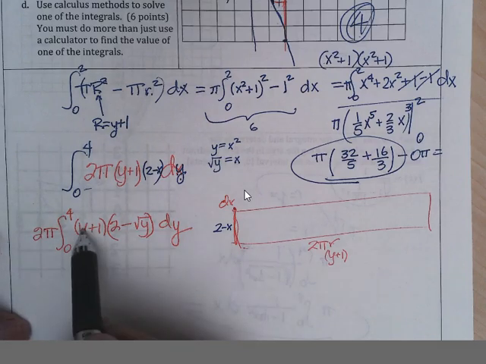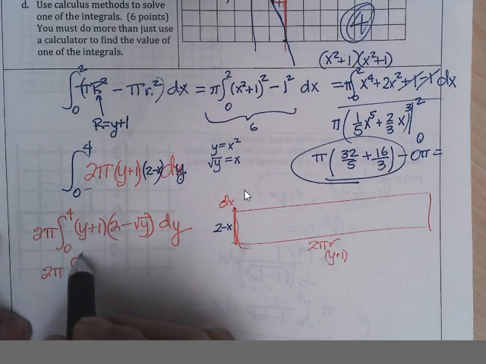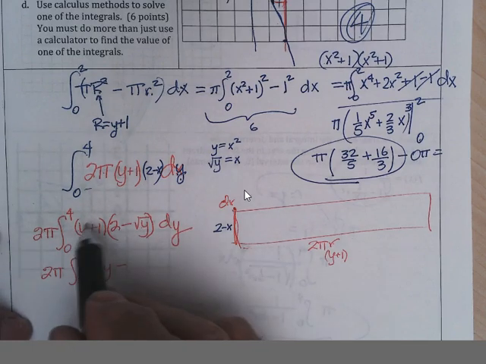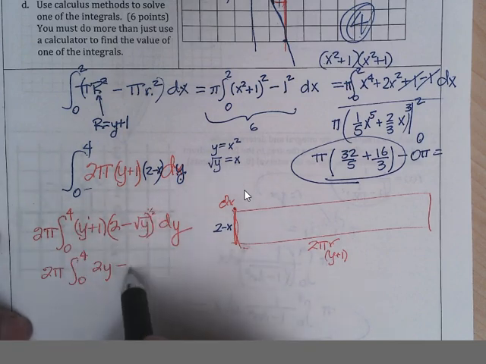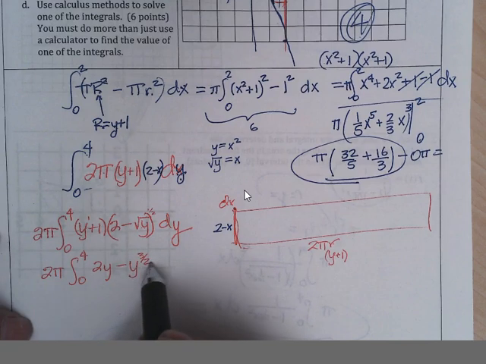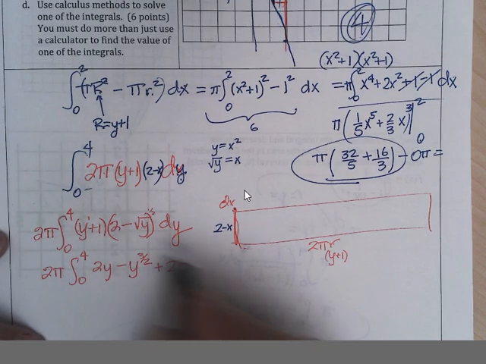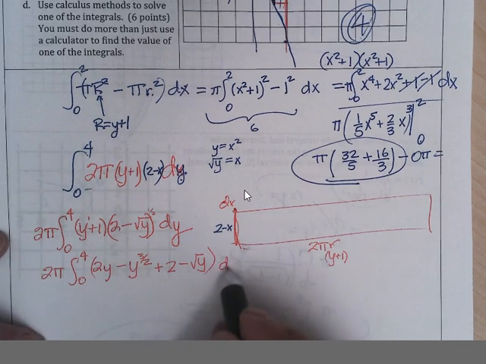Okay, so if I distribute this, I get 2 pi integral from 0 to 4 of 2y minus y times y to the 1/2, and this is to the 1. That makes y to the 3/2. Then 1 times 2 is plus 2, and 1 times the square root of y, and its minus is minus the square root of y, or y to the 1/2, dy.